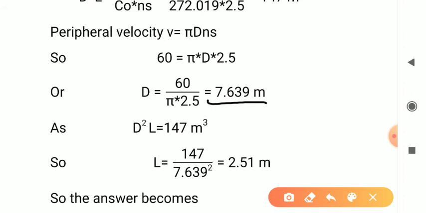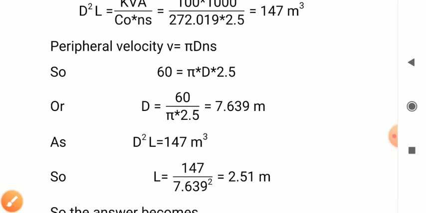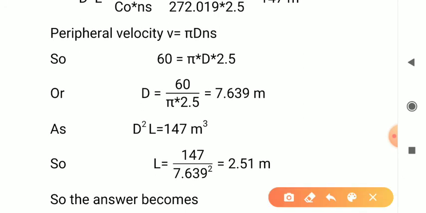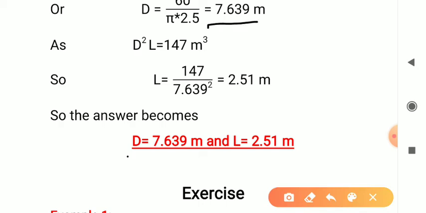Now we will put this value of D in the equation of D square L. The equation D square L is equal to 147. So if you put in this equation, then L becomes 147 divided by 7.639 square, and this becomes 2.51 meter. So we are getting the answer very simply: D equals 7.639 meter and L is equal to 2.51 meter.